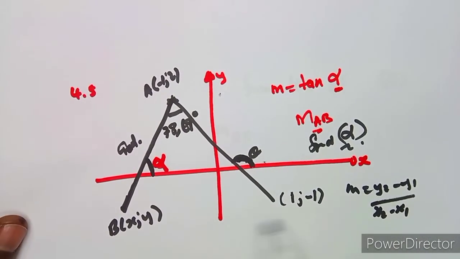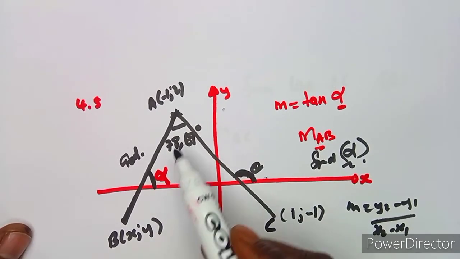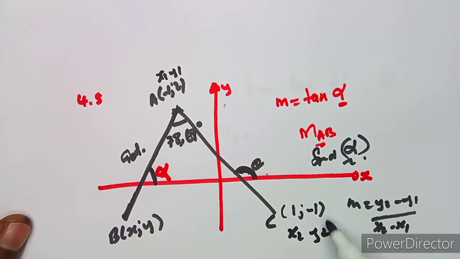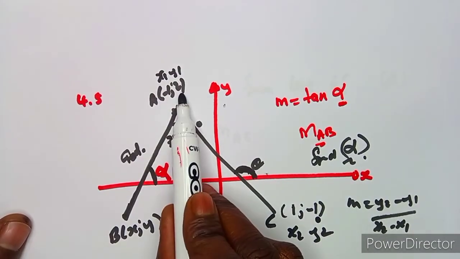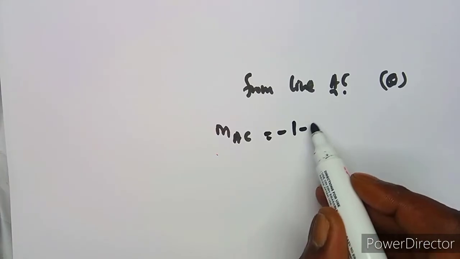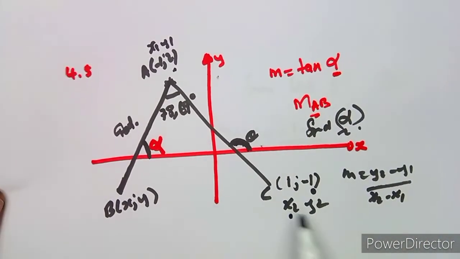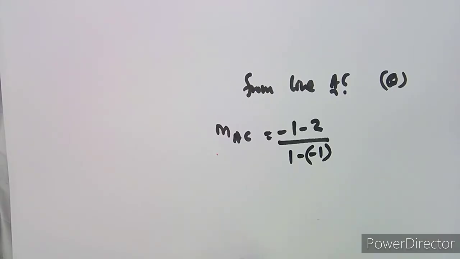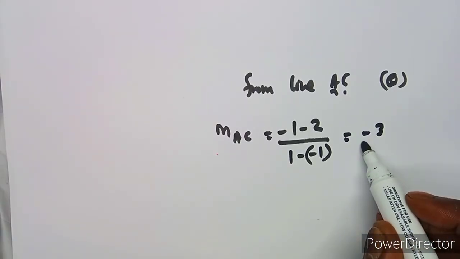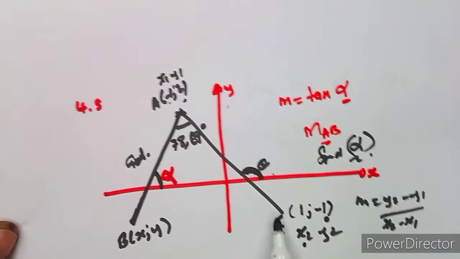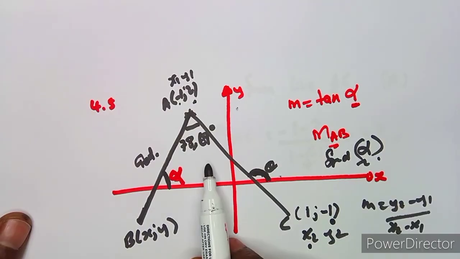So this is our C. Let's just put this as x1, y1 and this as x2, y2. So it's minus 1 minus 2, y2 minus y1, over x2 minus x1, which is 1 minus minus 1. Okay, let's hope I'm not mistaken there. So this is going to give us minus 3 over 2 minus minus, which is a plus there, minus 3 over 2.